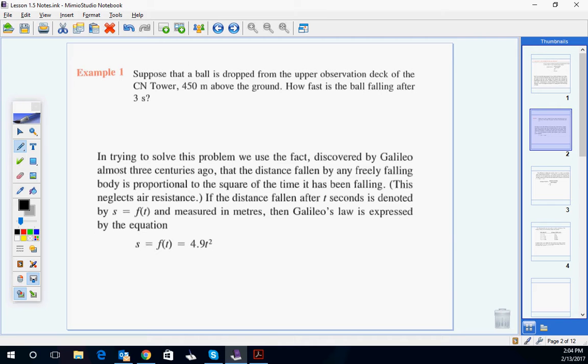So, for example, suppose that a ball is dropped from the upper observation deck of the CN Tower, 450 meters above the ground. How fast is the ball falling after 3 seconds? In trying to solve this problem, we use the fact discovered by Galileo almost 3 centuries ago that the distance fallen by any freely falling body is proportional to the square of the time it has been falling. This neglects air resistance, so we're pretending there's no resistance or wind. If the distance fallen after t seconds is denoted by s equals f of t, then we can represent it with the equation 4.9 t squared.